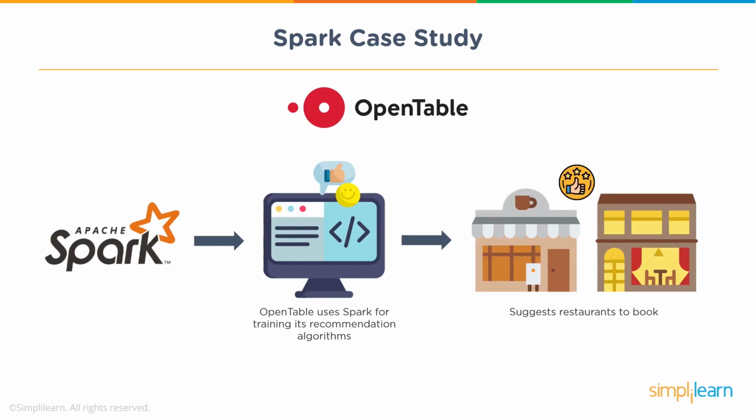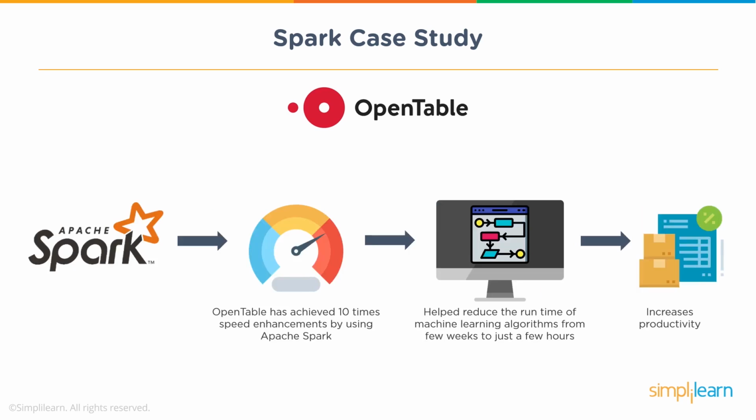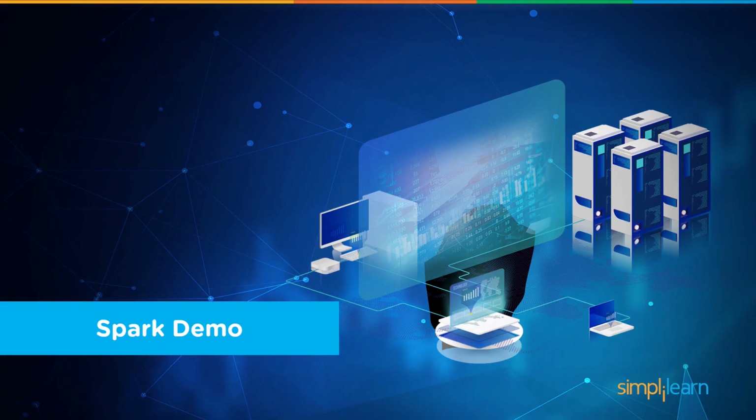So OpenTable uses Spark for training its recommendation algorithms, the algorithms which would be recommending restaurants and services to different customers. And for that, OpenTable uses Spark. Now they could then suggest restaurants to book. OpenTable also uses Spark for natural language processing of restaurant reviews, which can then give new topic models. So with all this, OpenTable has achieved a 10 times speed enhancement. It has helped them by reducing the runtime of their machine learning algorithms from a few weeks to just a few hours, and that has obviously increased their productivity. So these are your different components. You can look into the demos where we talk about Spark MLlib using Scala or Spark MLlib using Python.